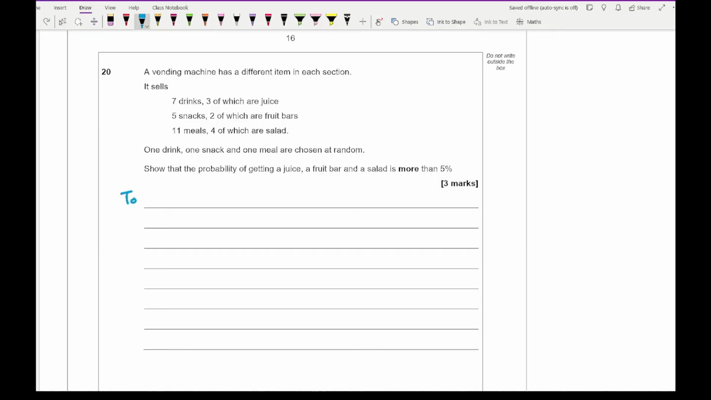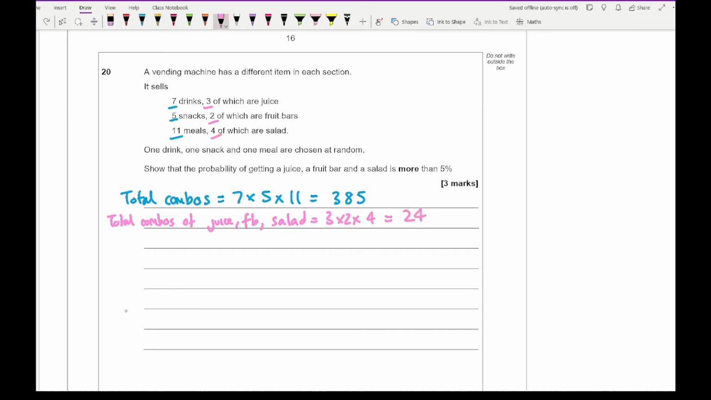So first things first, what you want to do is work out the total combinations. So total combos, and what we do is we multiply those 3 numbers together. So it's going to be 7 times 5 times 11, which is 385. We then want to work out the total combos of juice, fruit bars and salad. And to do that, what we do is we multiply these three numbers together. So that's going to be 3 times 2 times 4, which is 24.